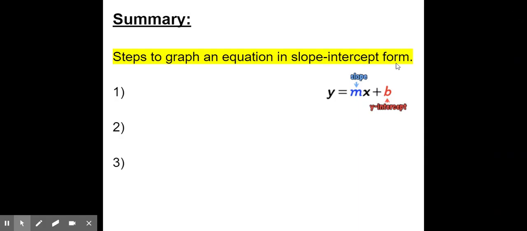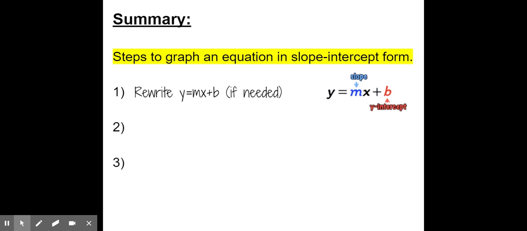All right, in our summary, there are 3 steps to graph an equation in slope-intercept form. The first thing that we needed to do was to be sure that the equation is written y equals mx plus b. So if it is not, we want to convert it and change it. That way we can easily locate the slope and the y-intercept. That would be our first step.